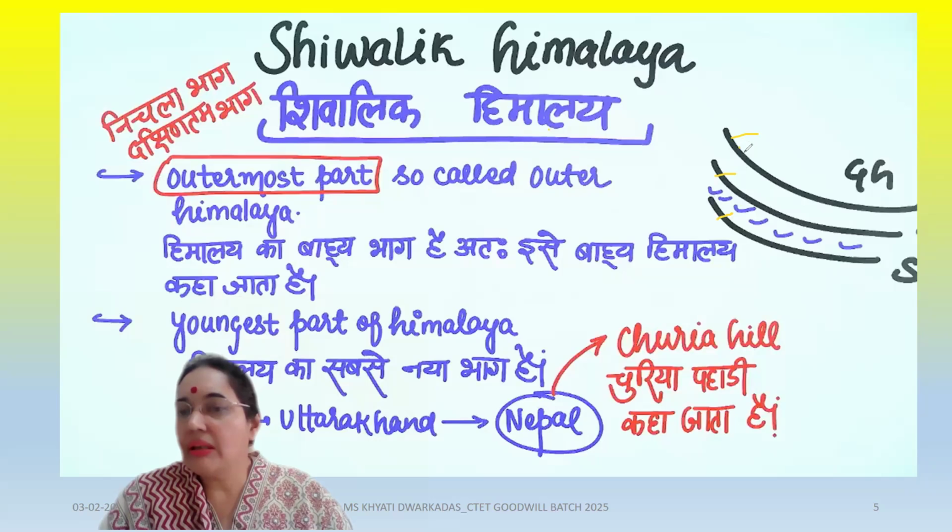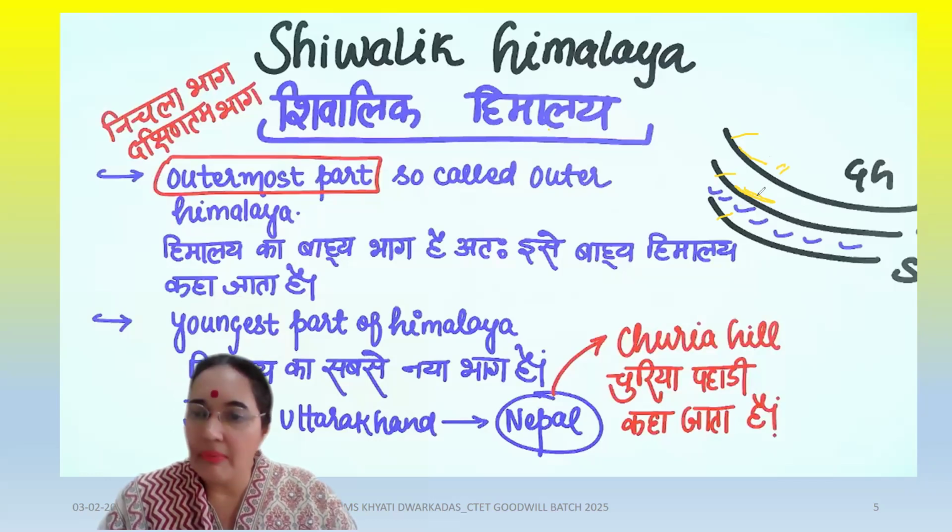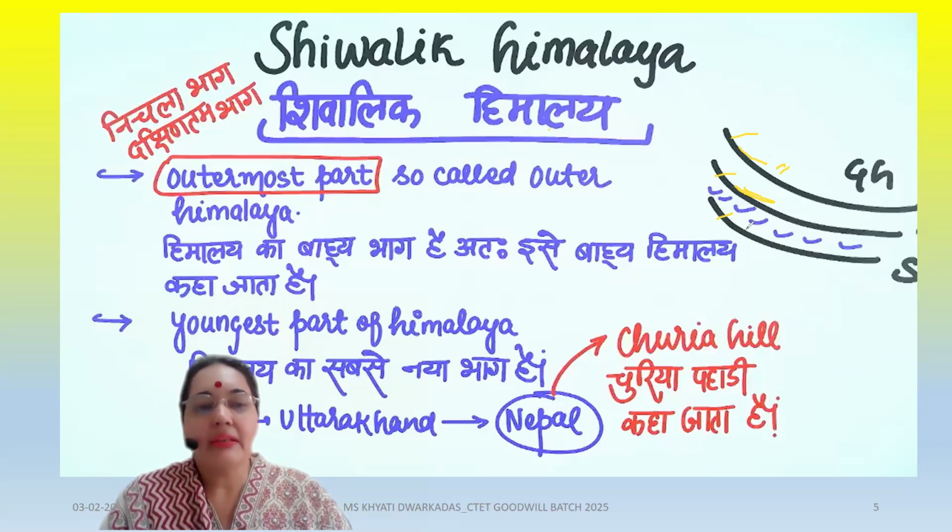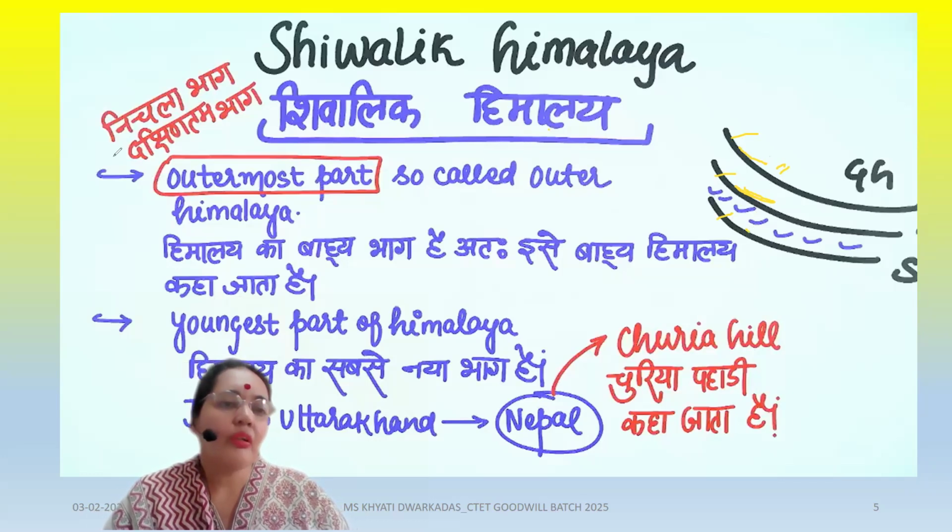Now, these inner Himalayas or the Greater Himalayas are what we did in the previous class. Himadri is here, the Greater Himalayas. Himachal, passing through Himachal Pradesh, the Middle Himalayas. And finally, the last one, the outermost part of the Himalayas, being called Shivalik. You can see that very clearly here.